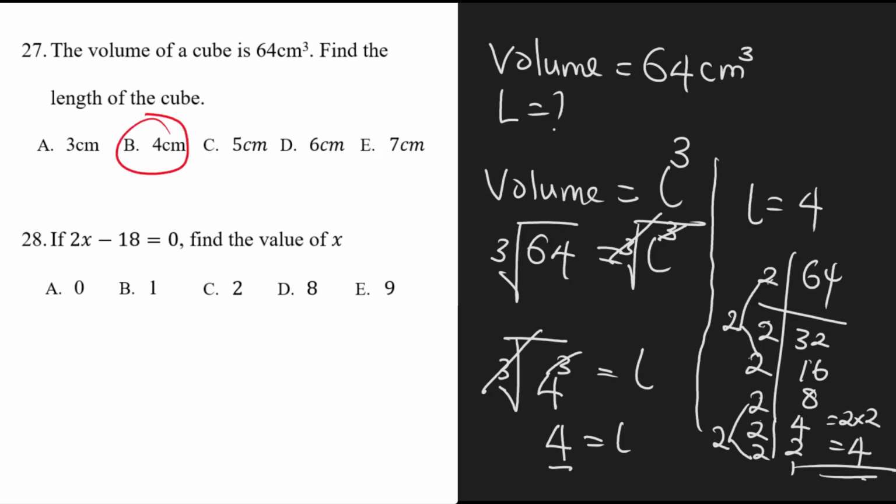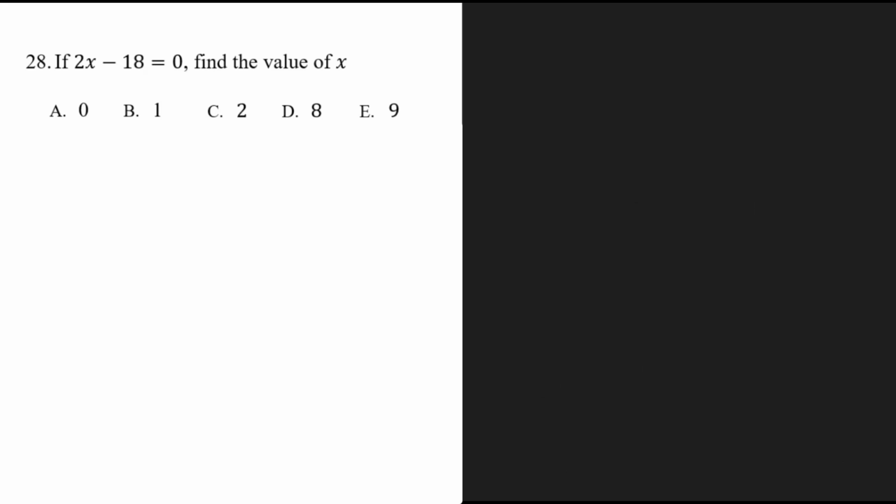So let's check the next question. All right, question 28 says if 2x minus 18 is equals to 0, we should find the value of x. This is also the same thing with the previous question. This is almost the same, almost similar to the question we solved previously.